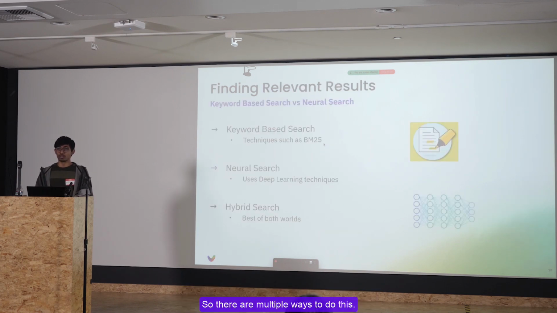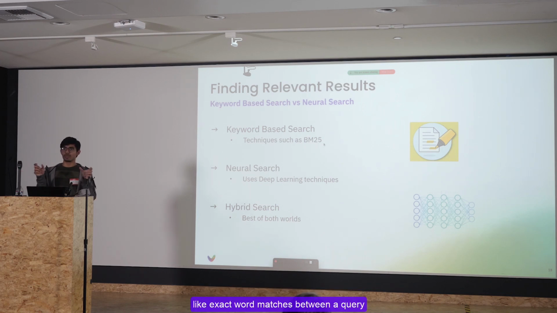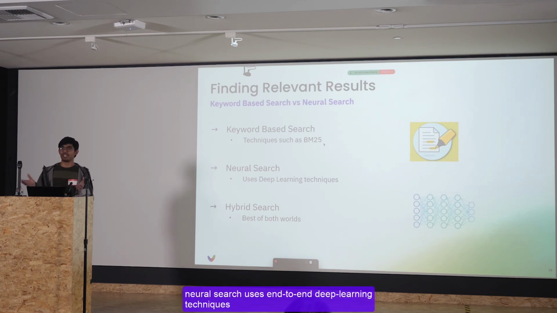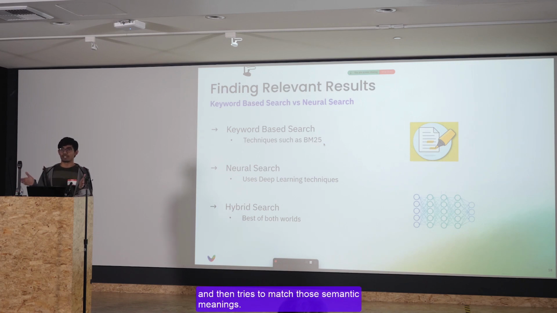So there are multiple ways to do this. A couple of the most common ways are keyword-based search and neural search. So I'll go through them briefly. What keyword-based search does is that it tries to find overlapping words between the query and the document. And if it finds a significant number of overlaps, like exact word matches between a query and a document, it would classify the document to be relevant to that query. Whereas neural search uses end-to-end deep learning techniques where it tries to find the semantic meaning of your query in the document and then tries to match those semantic meanings.